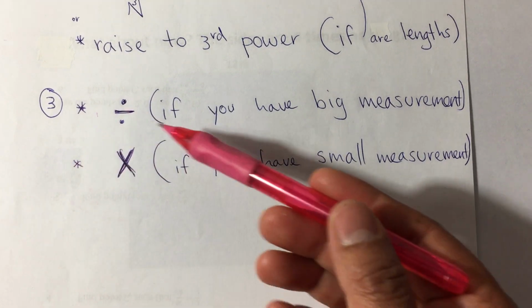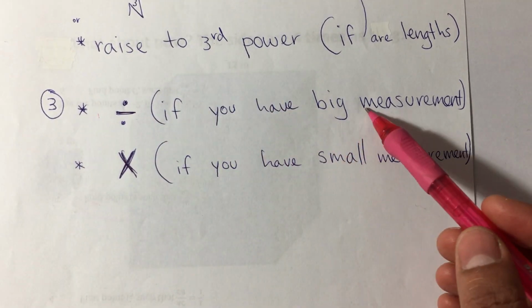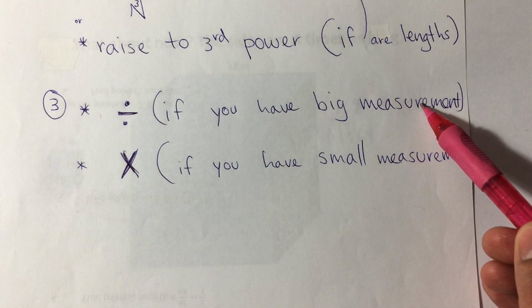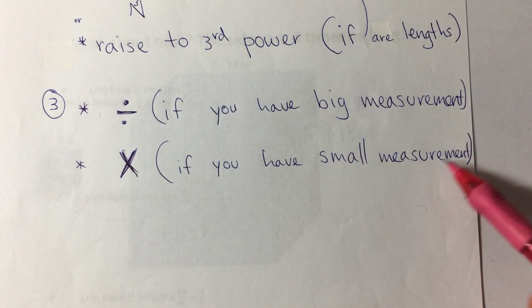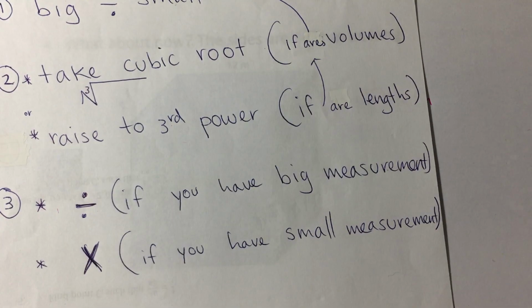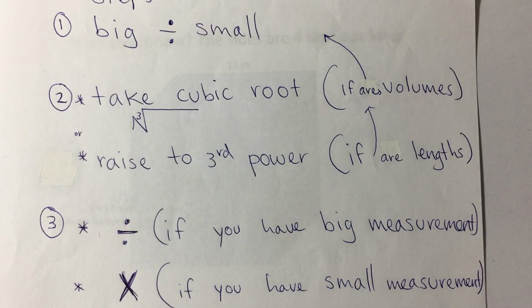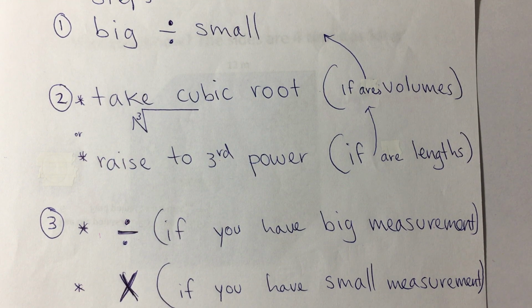And finally, you will divide if what you are given is the big measurement, or you're going to multiply if what you're given is the small measurement. This will make more sense when we start doing them, but at least you get an idea of what the ratios mean.